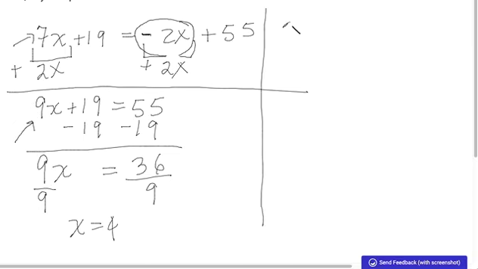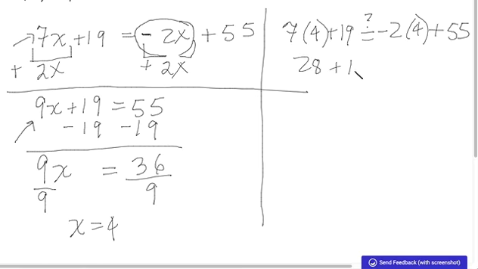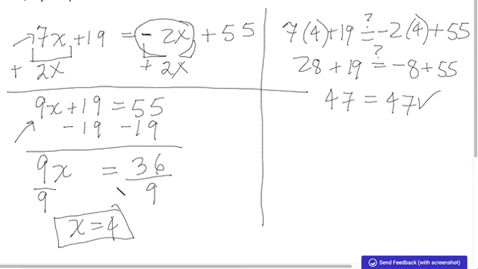And of course, you can always go back to your original equation and check your solution, by placing the 4 inside for x and checking to see that the left side equals the right side. So does 7 times 4 plus 19 equal negative 2 times 4 plus 55? We get 28 plus 19 on the left, and negative 8 plus 55 on the right. And then when we actually do the arithmetic on here, we discover that 47 equals 47 and that our solution of x equals 4 checks out.